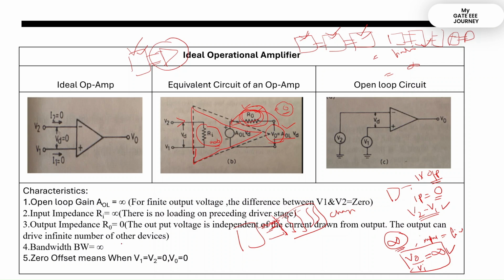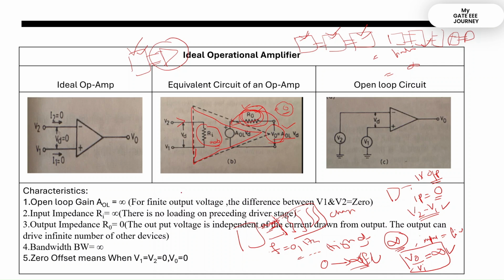And bandwidth is infinite. Bandwidth means a signal range from 0 frequency to higher frequencies, infinite frequencies. Let us take 0 to infinite frequency. Your operational amplifier will accept all kinds of signals you can give as input.